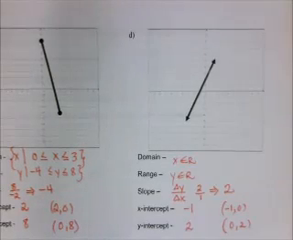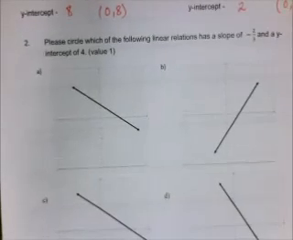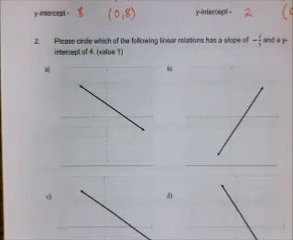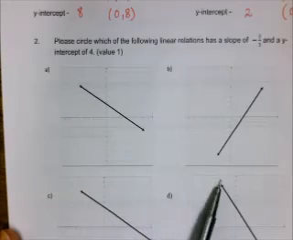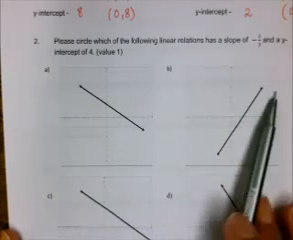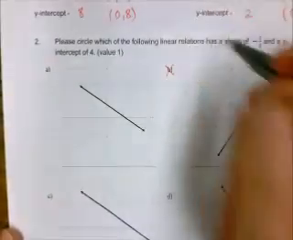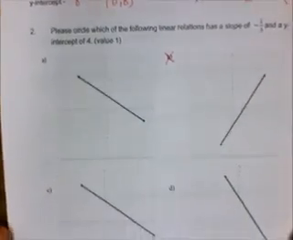Number 2. Please circle which of the following linear relations has a slope of -2/3 and a y-intercept of 4. All right, so first of all, we can start with all the ones that are negatives, and those are potential ones. So this guy is a negative slope, this is a negative slope, and this is a negative slope. But this guy right here is a positive slope, so there's no way it can be B.